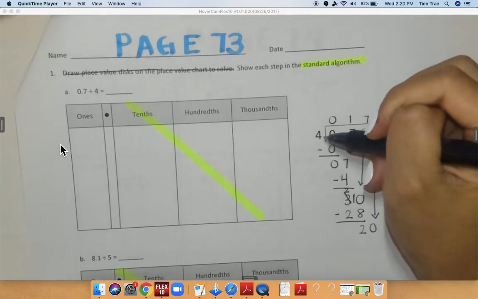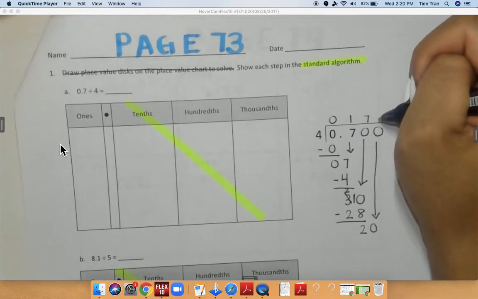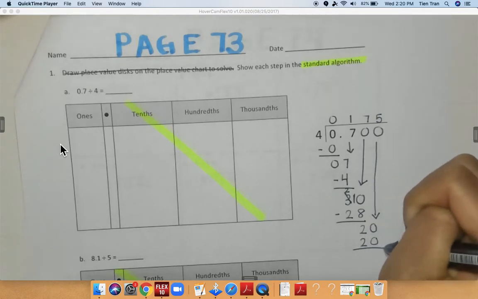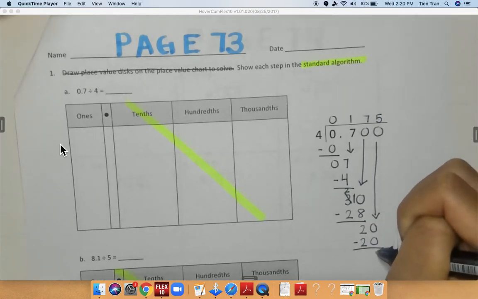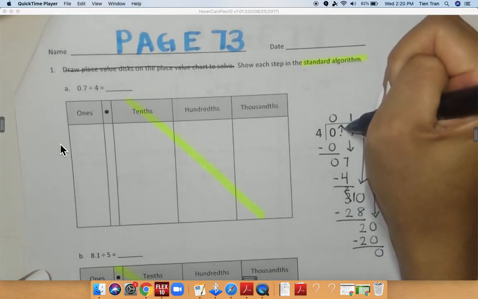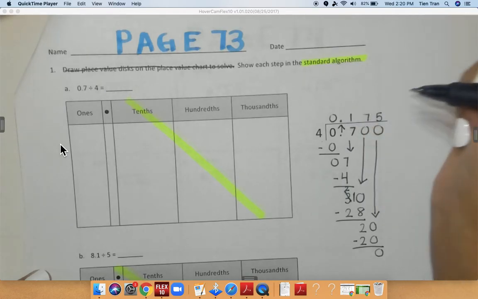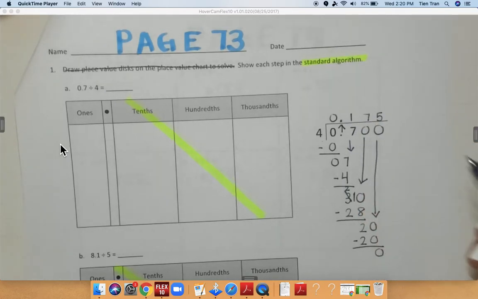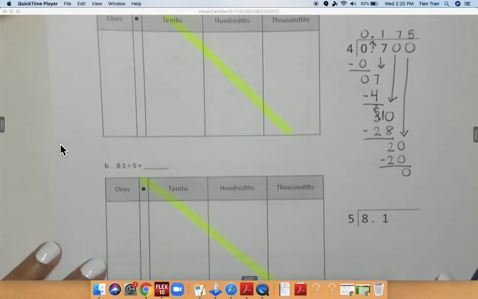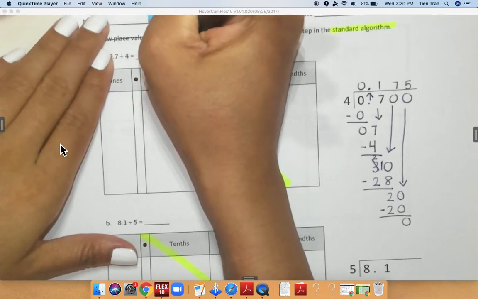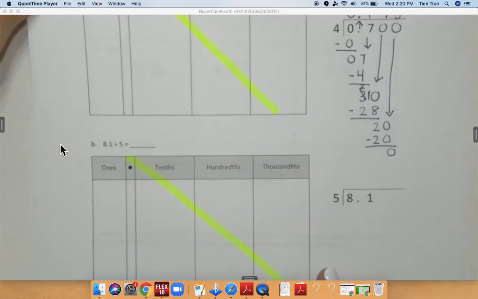How many times can 4 go into 20? 4 can go into 20 5 times. 20 minus 20 is equal to 0. So the last thing I'm going to do is I'm going to remember to bring up my decimal. So my final answer is 175 thousandths. Okay? Now you can write that right here in your little answer spot. And now we're going to move on to the next problem.